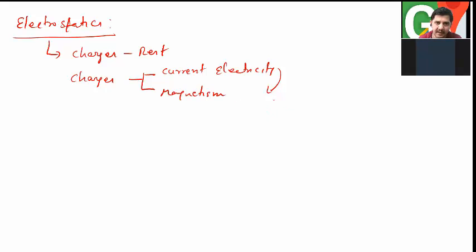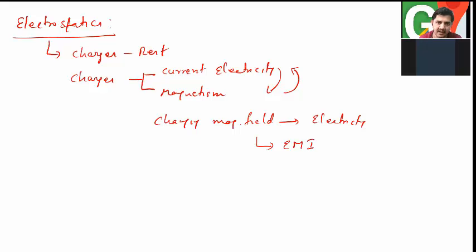And in the later chapters, we will also prove that whenever there is a changing magnetic field, this also induces electricity, which means we will be studying the reverse part of it also. So electricity and magnetism are linked together, and that's why the chapter is called electromagnetic induction. When there is a charge in motion, it produces a magnetic field, and if the magnetic field is changing, then it produces an electric field. Thus, these two are coupled with each other.